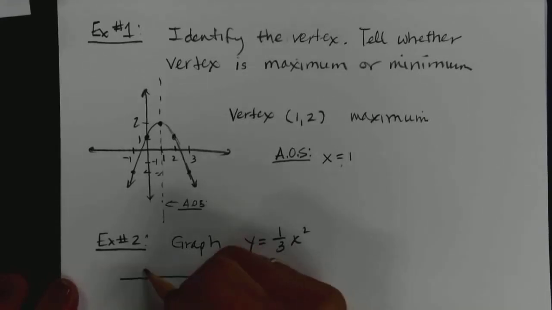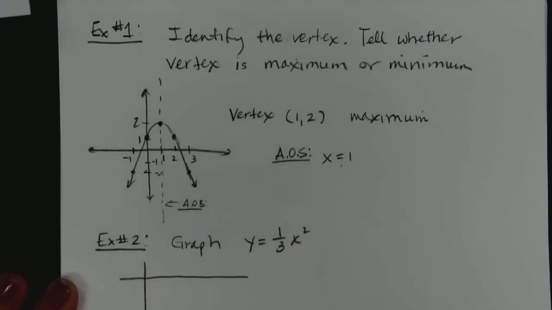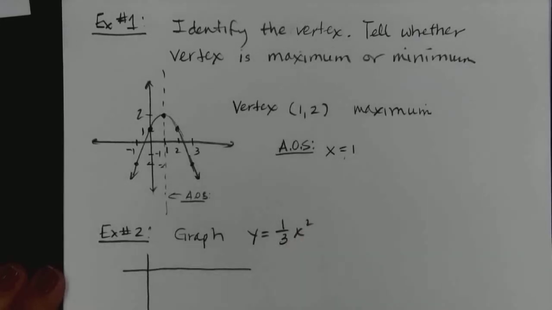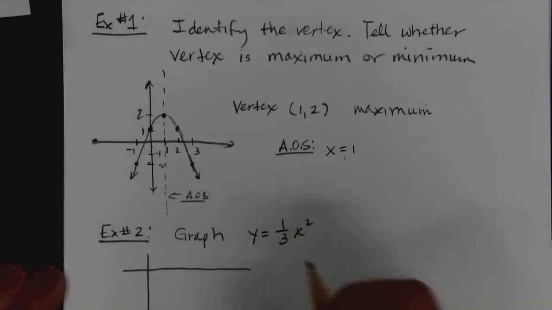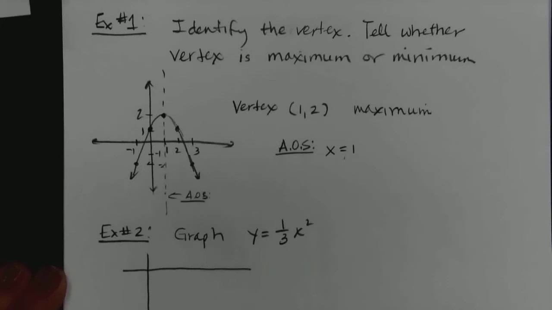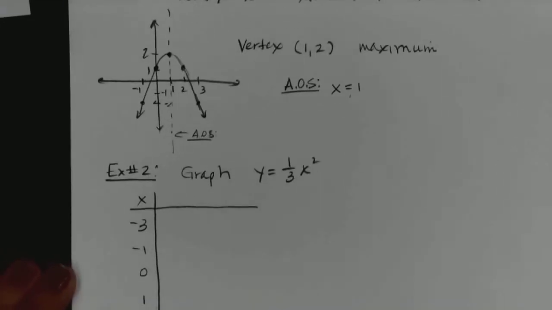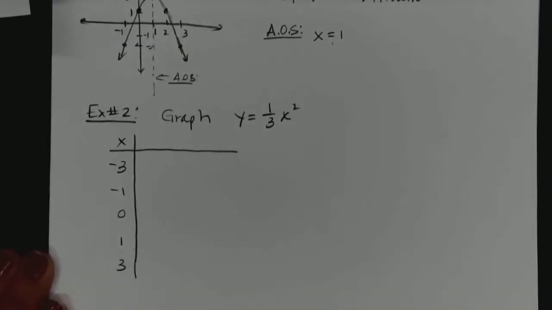Now, the points, I want you to use 5 points. Most of the time, I want you to use -2, -1, 0, 1, 2. But when a is a fraction, right? a is 1/3. I want you to match the denominator. So the points I'm going to use are -3, -1, 0, 1, 3. That's what I'm going to use. Because most of the time, I don't want to end up with a fraction when I calculate.